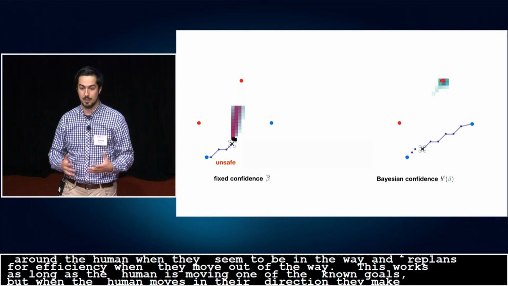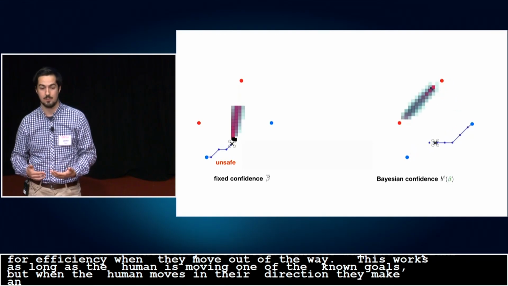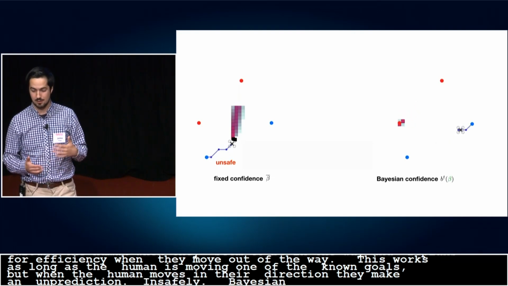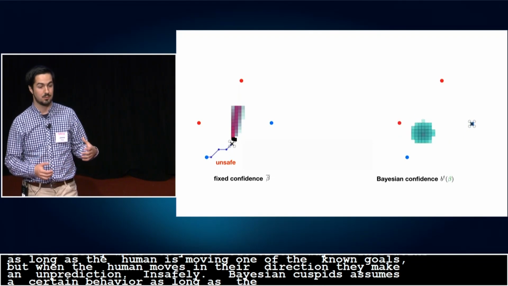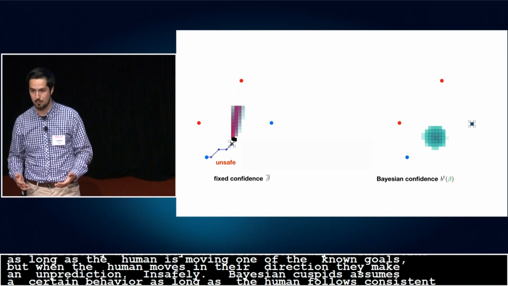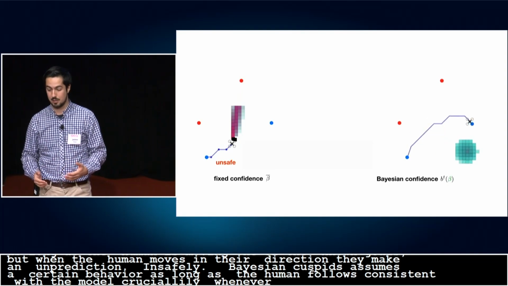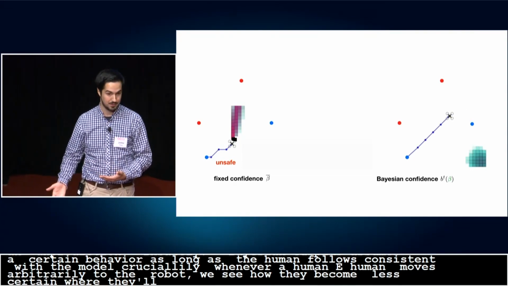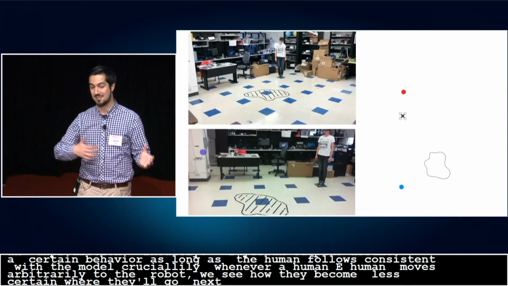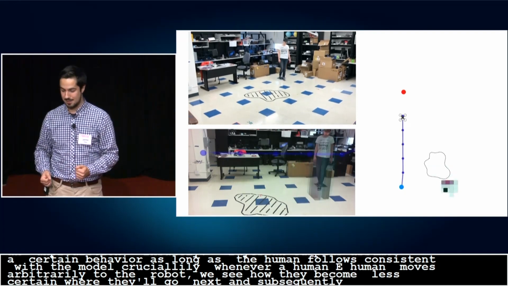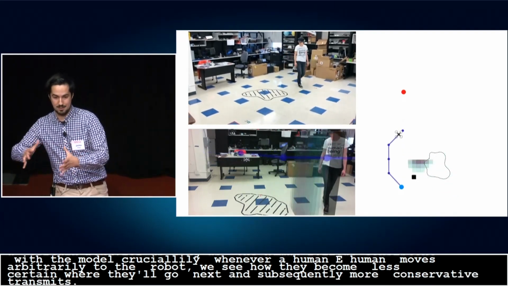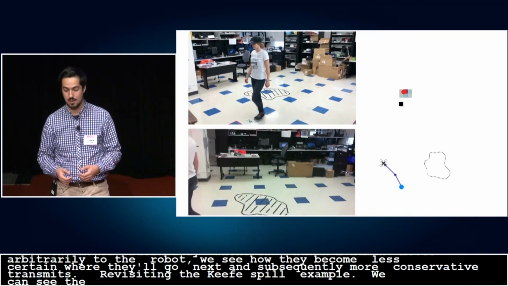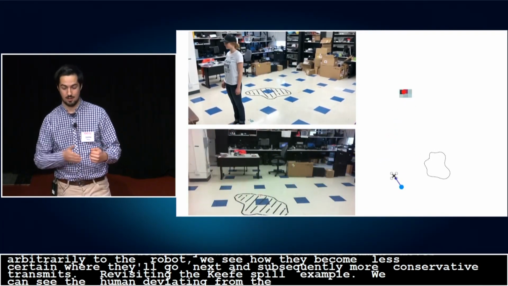If instead we use Bayesian confidence, we observe a similar kind of behavior as long as the human is following the model, behaving in a way consistent with the model. But crucially, whenever the human starts moving in a way that seems arbitrary to the robot, we see how the robot automatically becomes less certain about where she's going to go next, and consequently plans more conservative trajectories. So revisiting the coffee spill example, as soon as the human starts deviating away from the straight line trajectory to avoid the coffee spill, the robot becomes less certain and sufficiently cautious to stay away from the human.